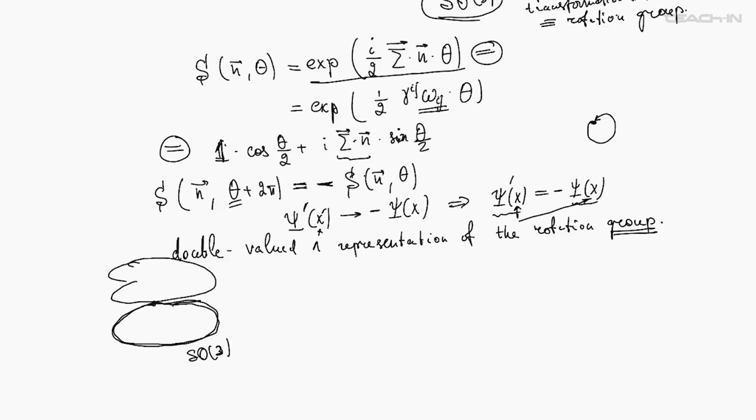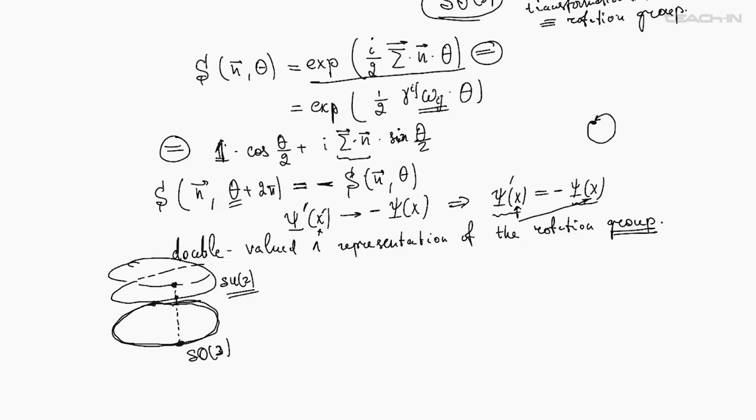Meaning that at each point of SO3 you have two values of another group, which is called a double cover of SO3. And it turns out that this double cover of SO3 is what we know as SU2. So SU2 is a double cover of SO3. The double cover is simply connected, while SO3 is not.